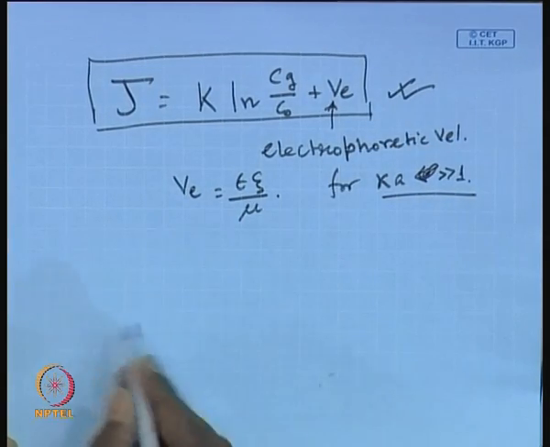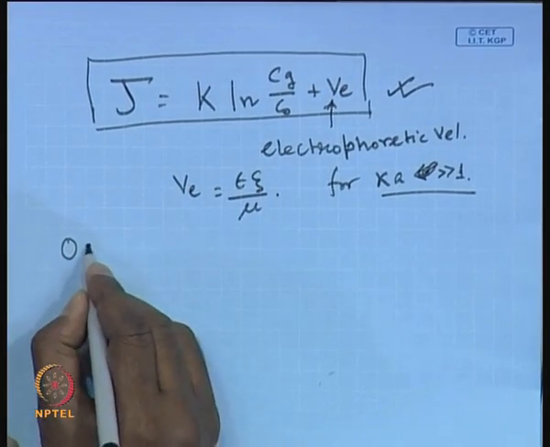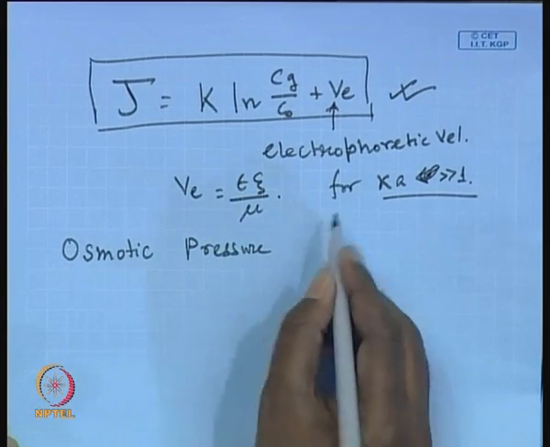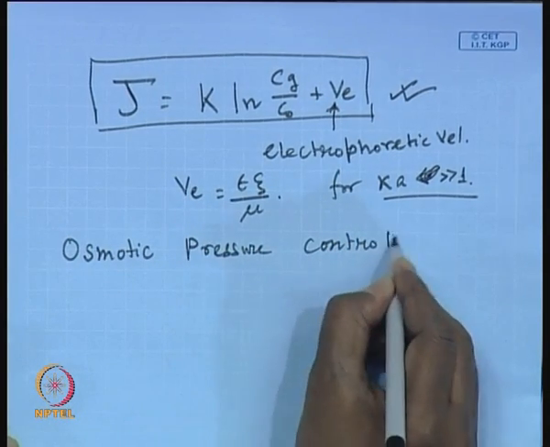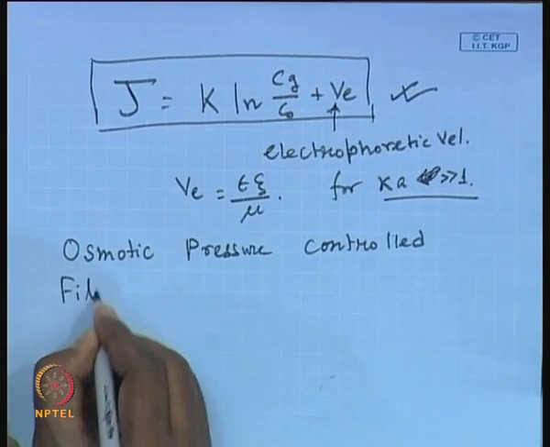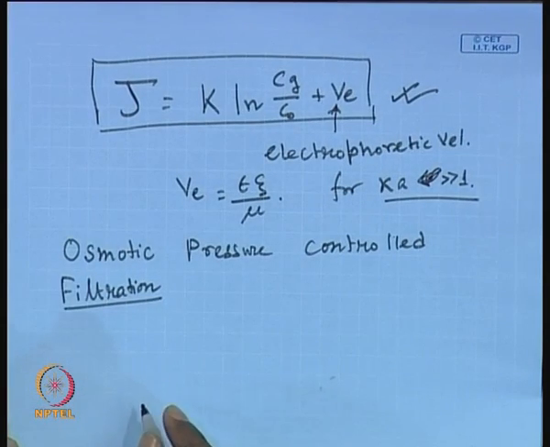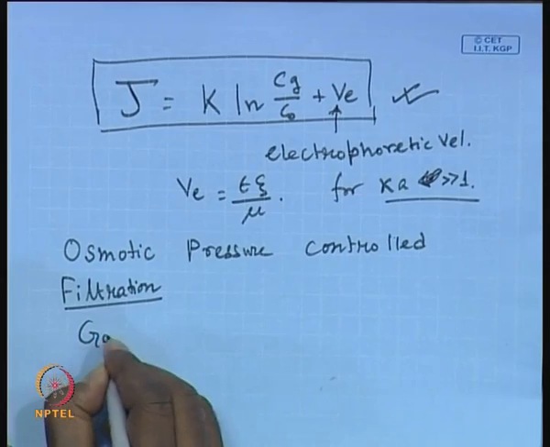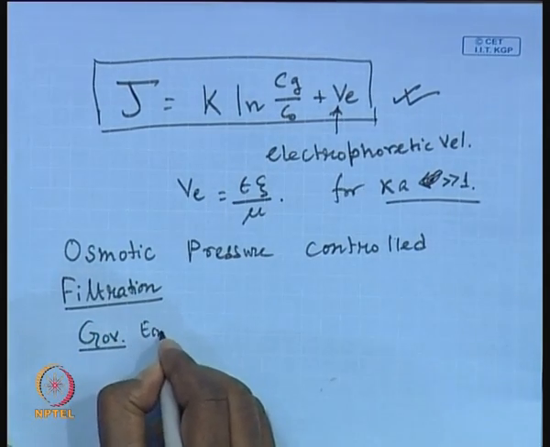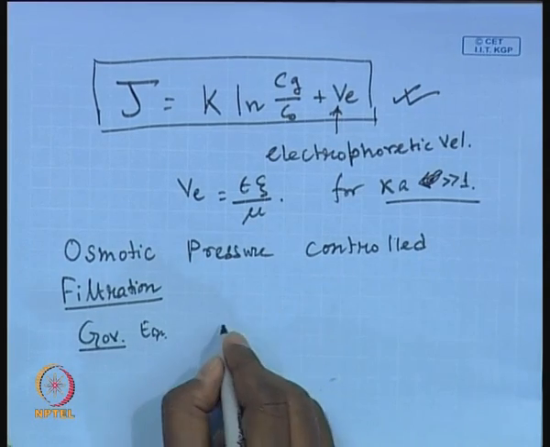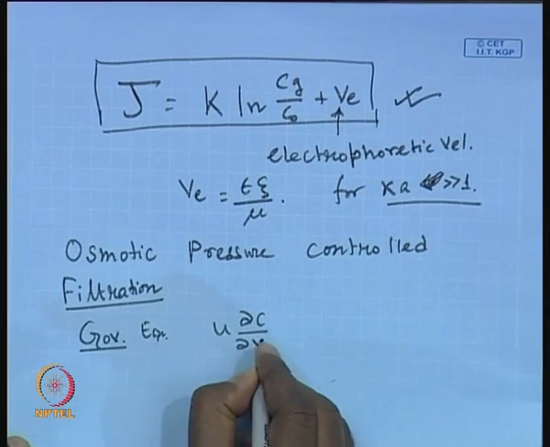Okay. Next, we talk about the osmotic pressure control filtration. Now, in this case, this will typically arise for the case of filtration of protein or salt solution or the polyelectrolytic solution. The governing equation will be almost same, but it will be a little bit modified because of the presence of this electric field. So, U del C del x, that is the species balance equation.